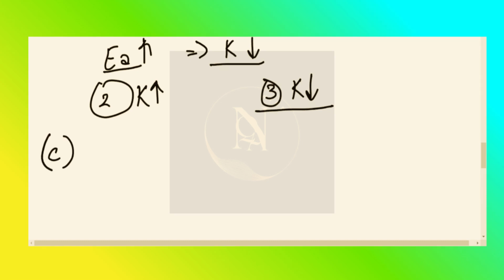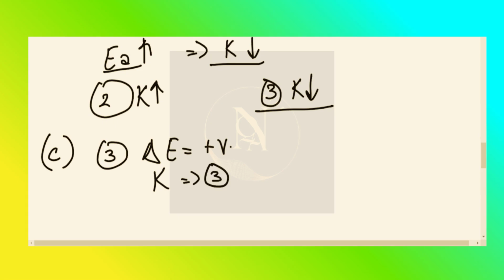Moving on to part C. The most endothermic, that means the most endothermic reaction will be reaction number 3. That means delta E will be positive. The lowest reaction rate, that means K, is for reaction number 3 because the activation energy is high. So if the reaction is highly exothermic, the most negative delta E will be negative for reaction number 1.